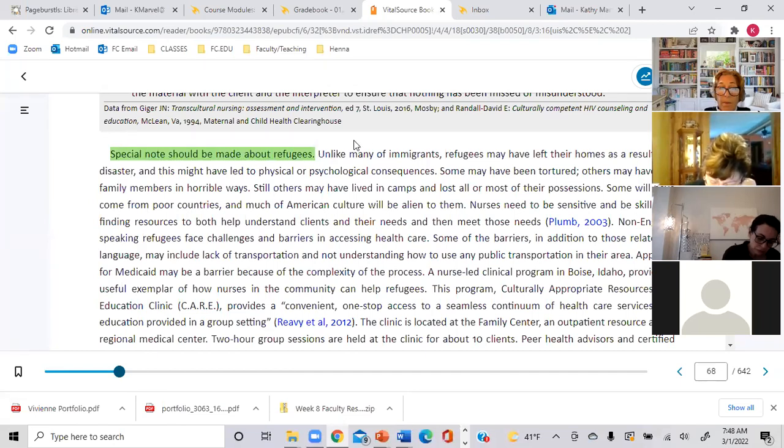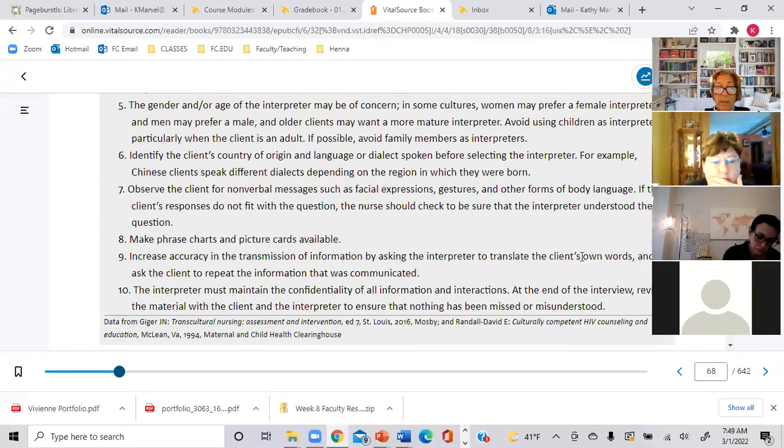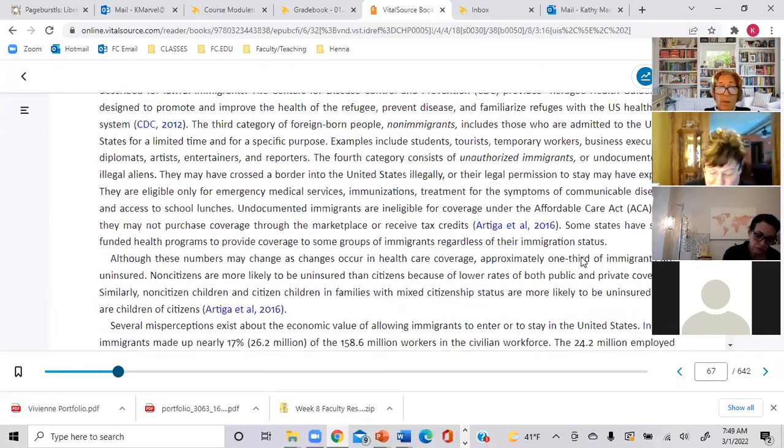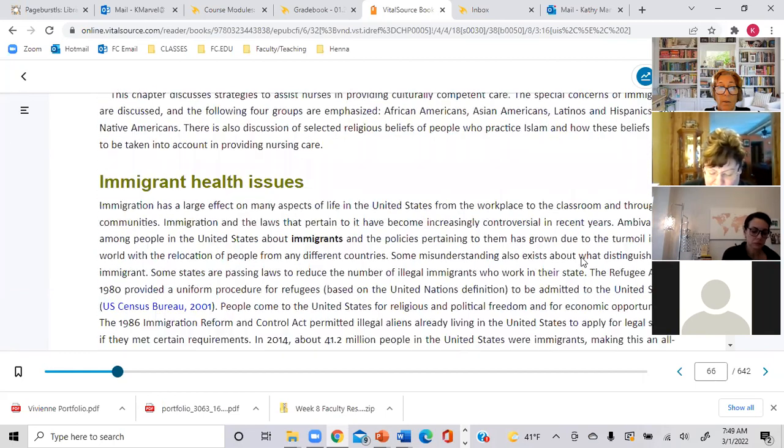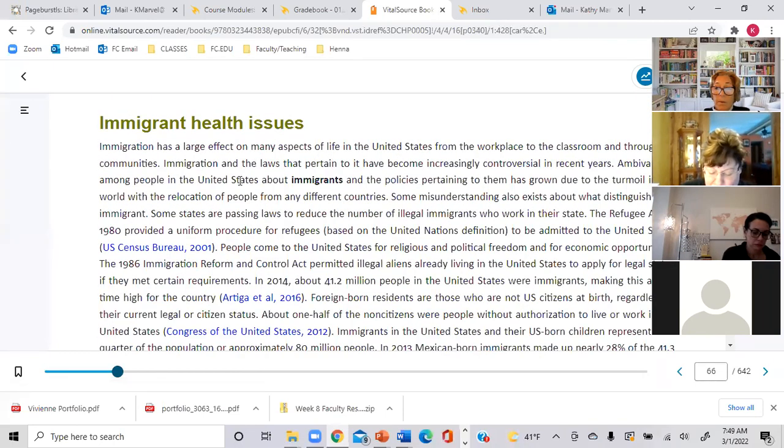So I need for you to take a look at this section right here on refugees on page 68. And then page 66 discusses the immigrants. Again, a lot of the same challenges, but there are some differences.